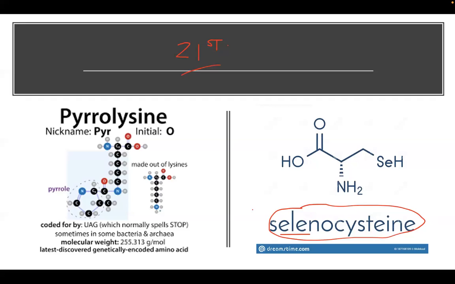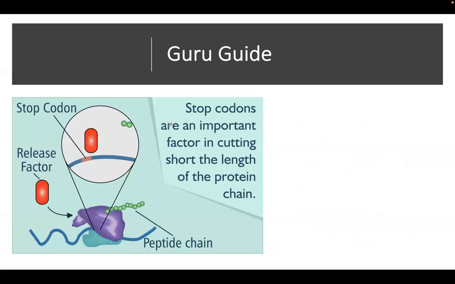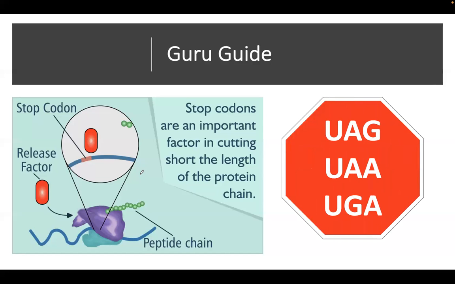Now, almost done. Here's your guru guide, your stop codons. What are your three stop codons? Stop codons are very important in cutting short the length of the protein chain. So we have the three: UAG, UAA, UGA.